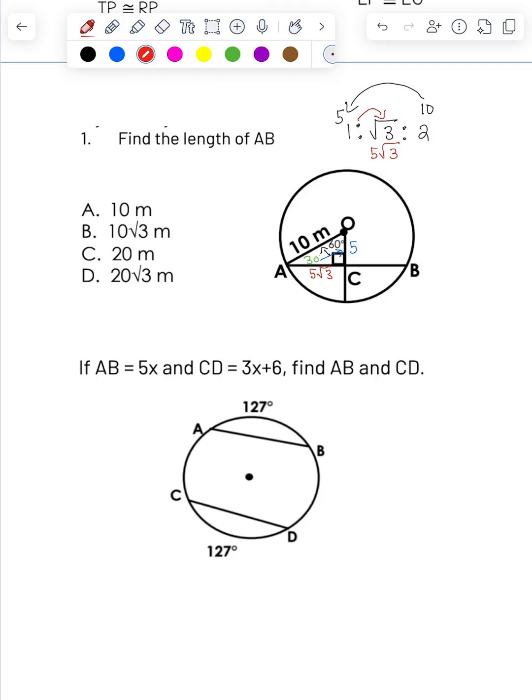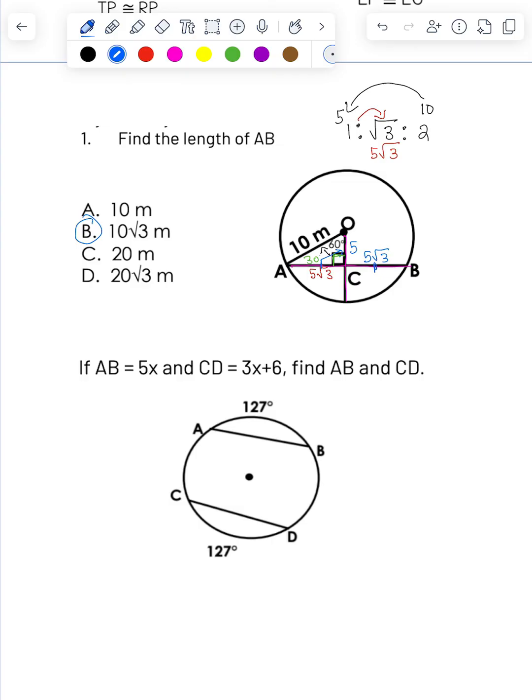And notice how this segment over here is a radius of the circle. And notice how when it intersects the chord, it does intersect to form a 90-degree angle. It is perpendicular. And when a radius or diameter is perpendicular to a chord, it bisects the chord. So the chord is being split into 2 equal pieces. So that means that this half is also 5 radical 3. So then we can just put them together. 5 radical 3 plus 5 radical 3 is 10 radical 3.